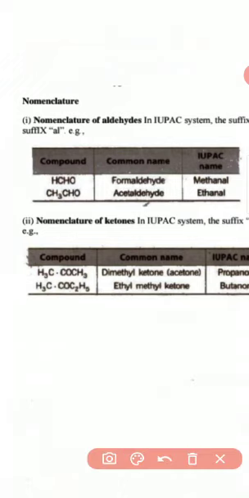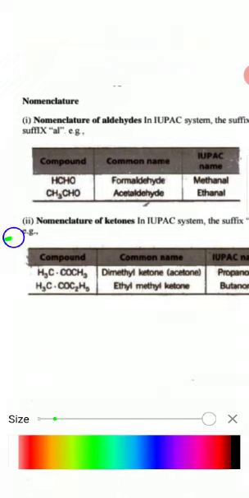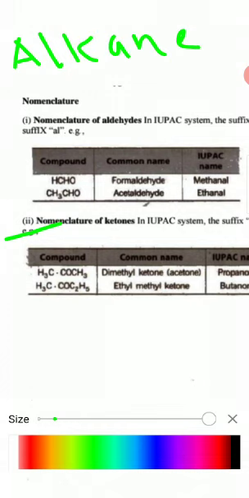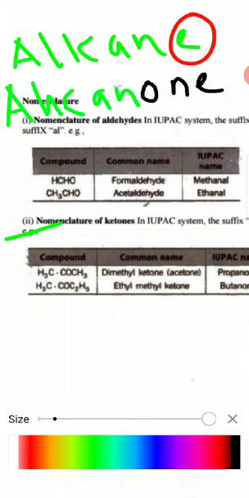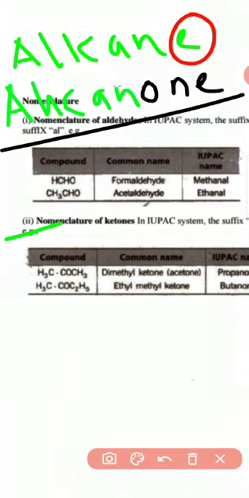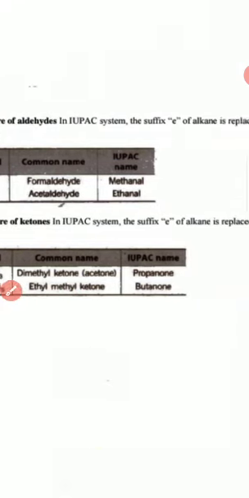Our next point is nomenclature of ketones. In ketones, the suffix E of alkane is replaced by ONE. The name becomes alkanone. Hence, in the IUPAC naming system, the compounds are named as alkanones.